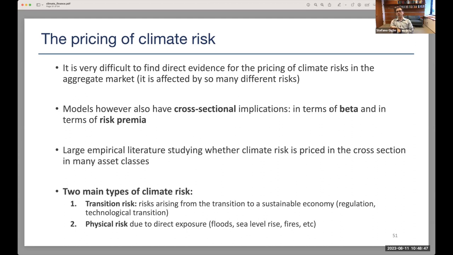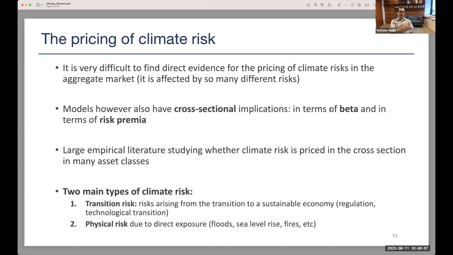So if you're an oil company, or maybe a car company producing very polluting vehicles, you think you're going to suffer from that. If you're a solar panel company, you might benefit from that, right? And so there are some risks which are aggregate risks, but they're due to the government response to climate change.